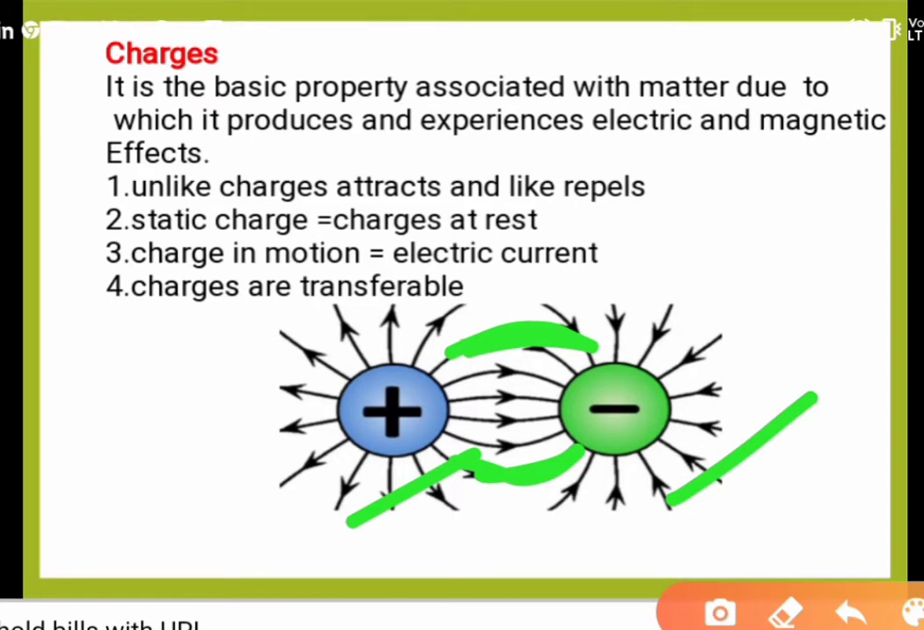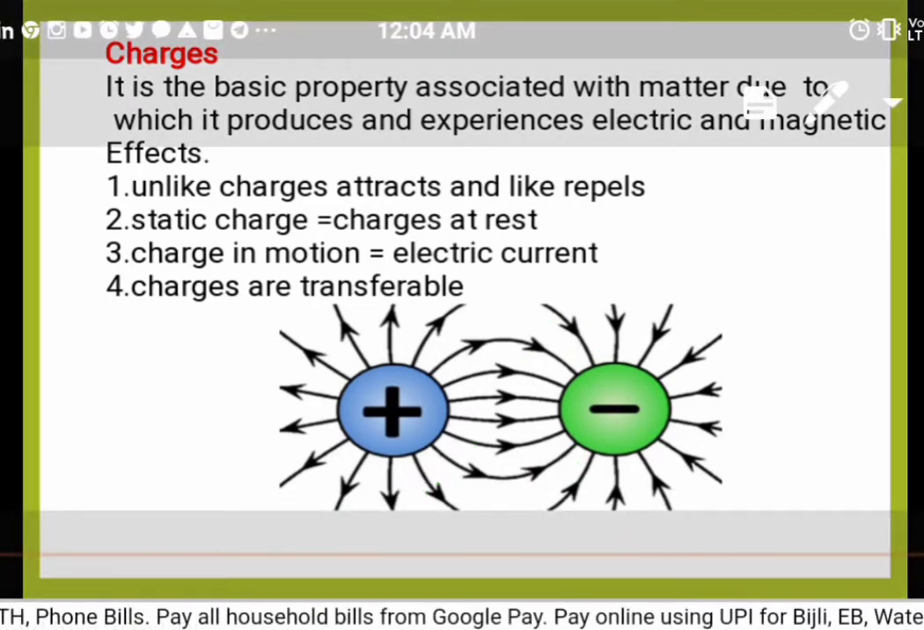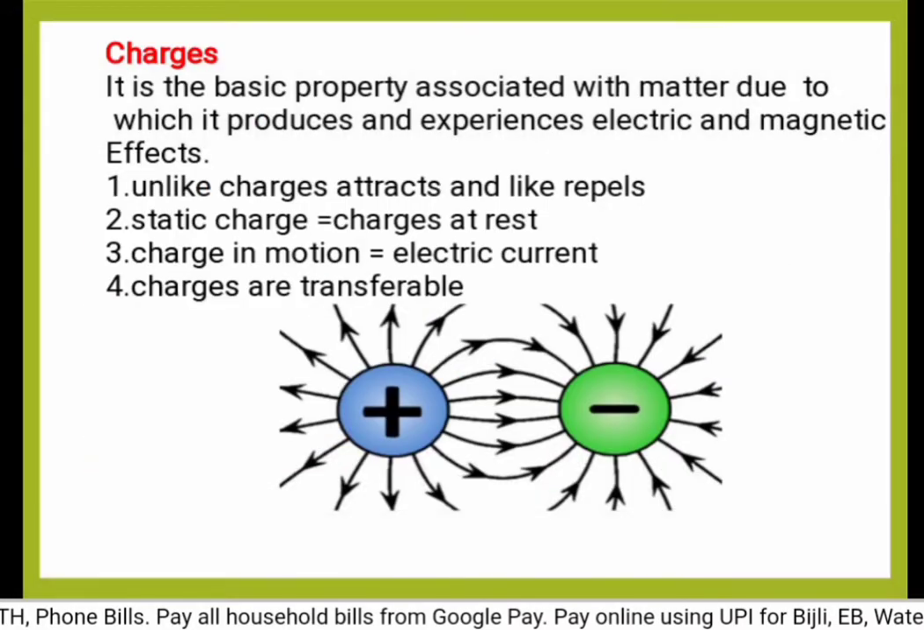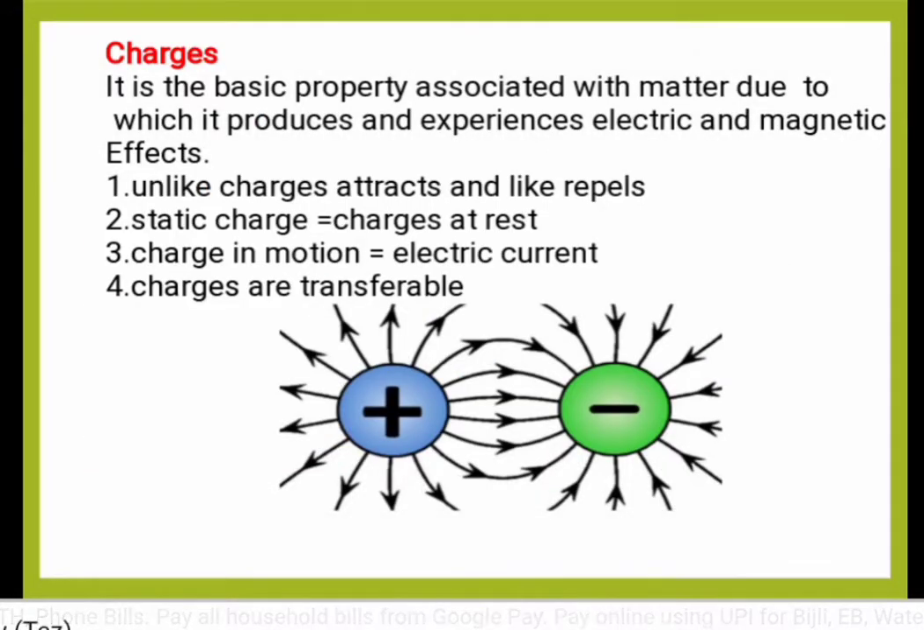Second point is static charge. What is static charge? The charges at rest are known as static charge. For example, when we rub a scale over our head, it acquires some charge, and when we bring small pieces of paper near that scale, they get attached to the scale. This charge produced is known as static charge, charge at rest.